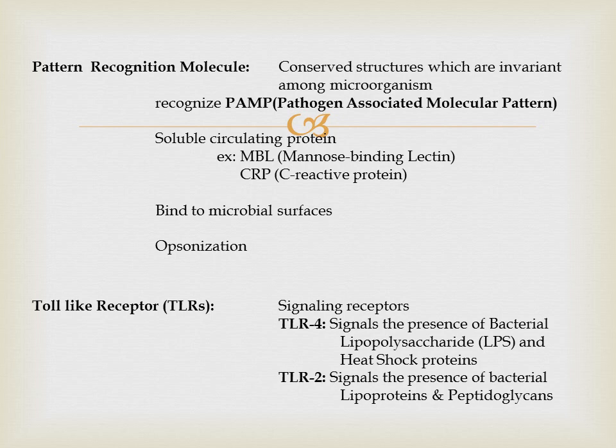Next are toll-like receptors. These receptors are signaling receptors. Now what do they do? Basically there are two types, TLR4 and TLR2. They signal that the human body has some bacterial lipopolysaccharide or heat shock proteins. If there is any presence of bacterial lipopolysaccharide or heat shock protein in our body, then it will be signaled by TLR4. If it has bacterial lipoproteins or peptidoglycan, then it will be signaled by TLR2.